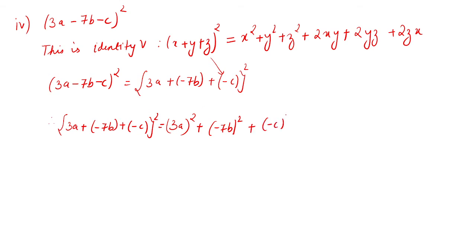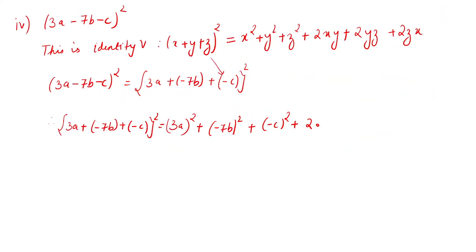Plus z square, the value is what? Minus c, the whole thing square, plus 2 into what is x in the case of this? 3a. And what is the value of y in the case of this? Minus 7b. Plus 2 into what is y? Minus 7b. And z value is minus c. Plus 2 into what is z? Minus c. And what is x? 3a. Clear?